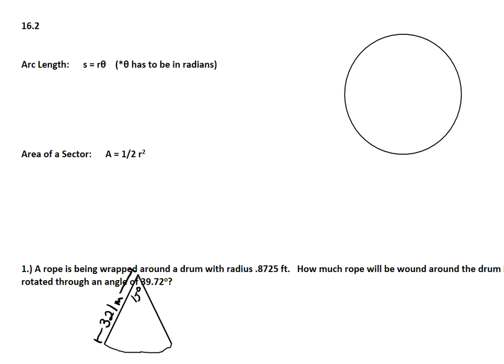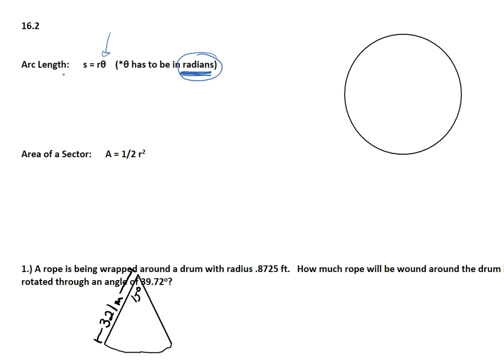16.2 just puts into application the use of radian measurement. It has to do with the arc length and the area of the sector. And with both of these, what needs to happen is that the theta has to be in radians. So we can't use degrees. We're going to always have to make sure it's in radians when we're using these formulas.